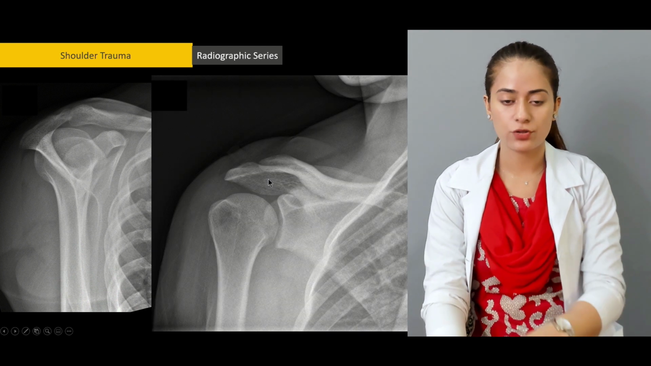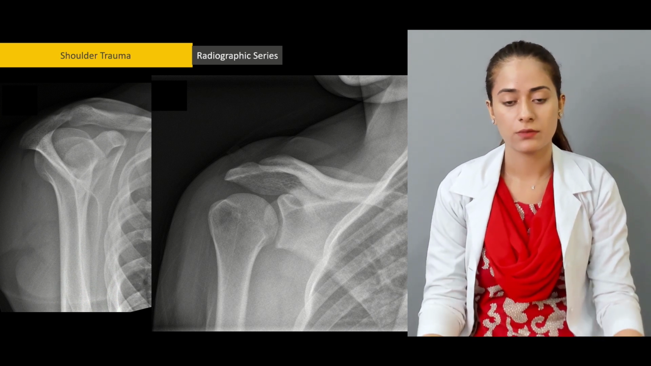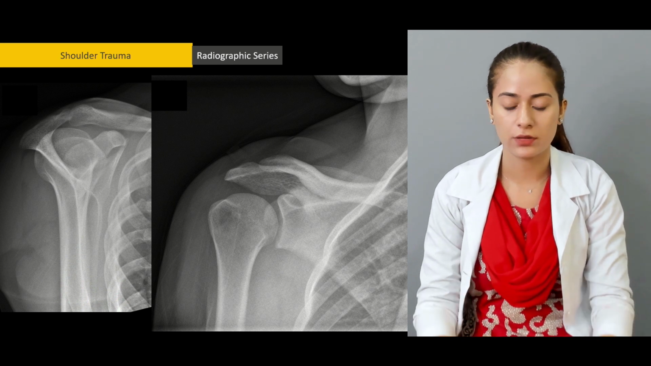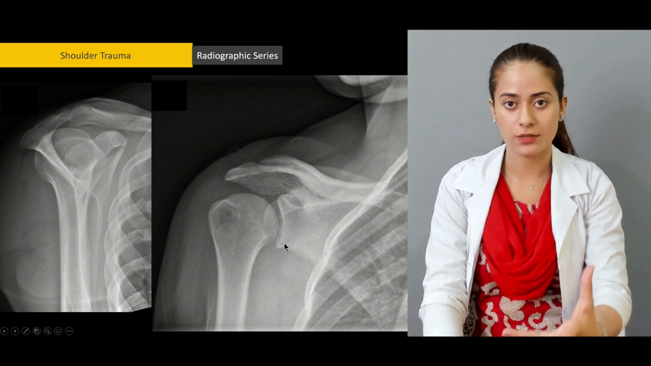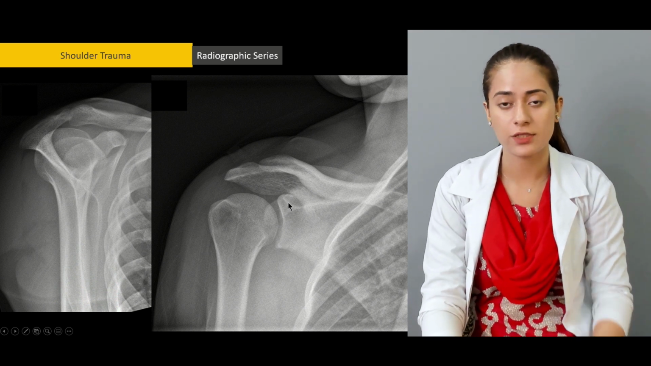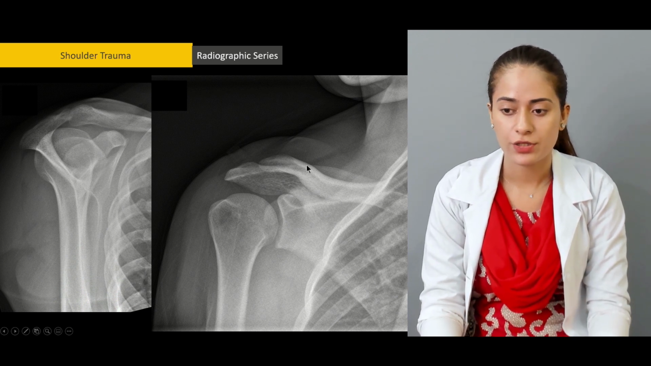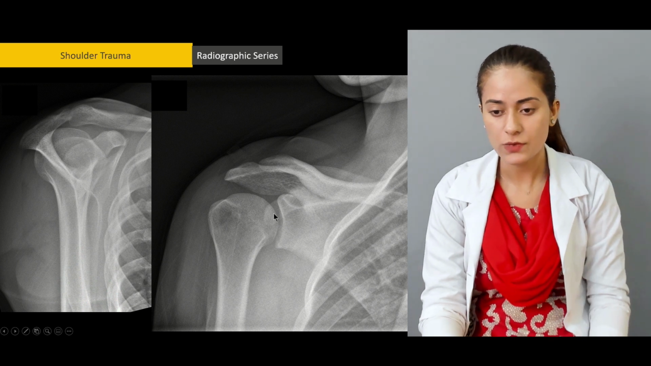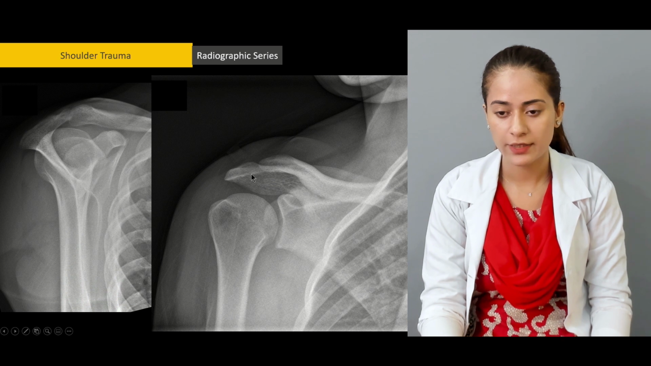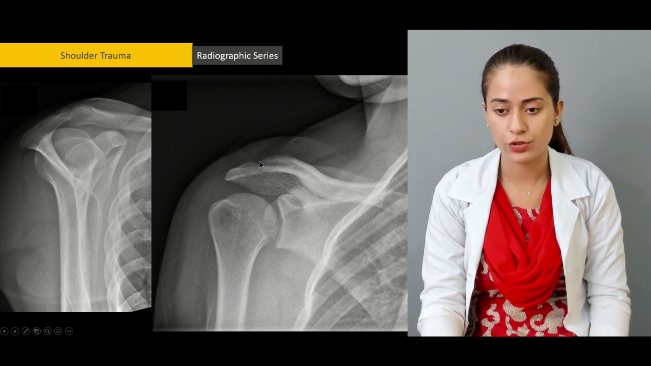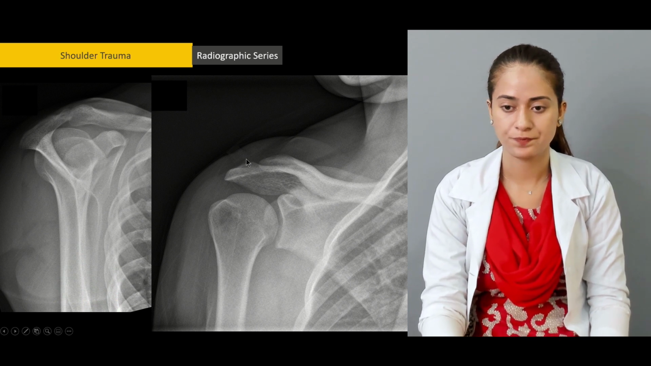We are right now just talking about the different views to visualize the joints and the entire shoulder anatomy. How does it appear on radiographs in different views? That's what we were talking about. So this is the anterior posterior view, or the AP view. This is the glenohumeral joint, clavicle, acromion, coracoacromial joint, or the AC joint, the humerus, and these are the ribs.